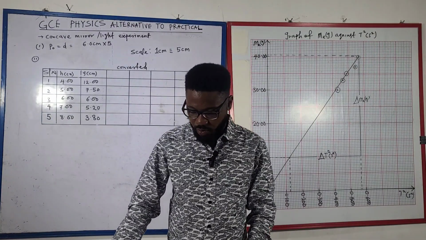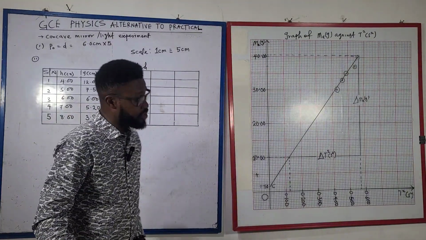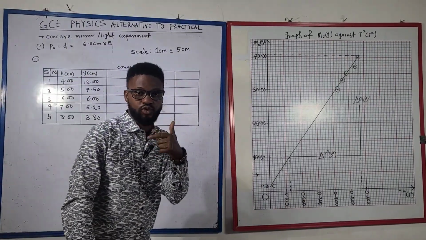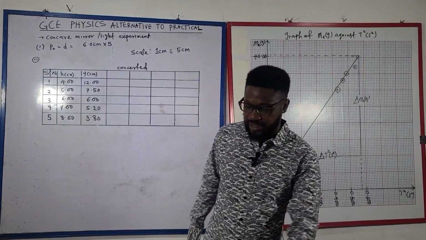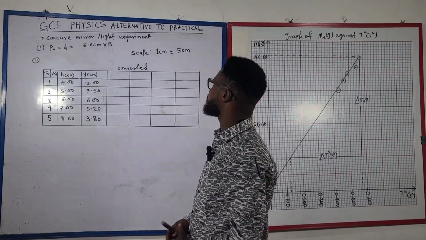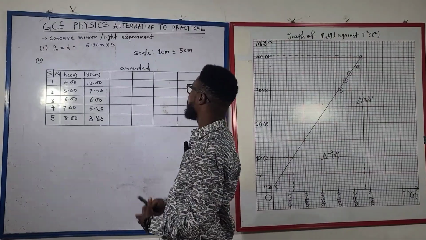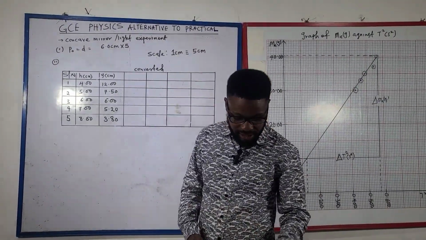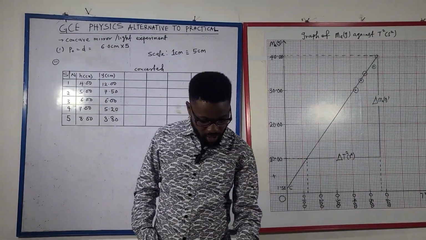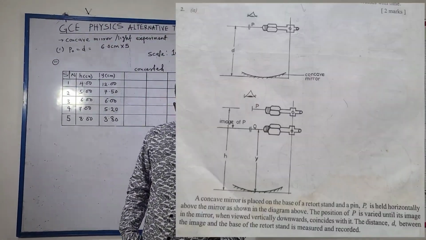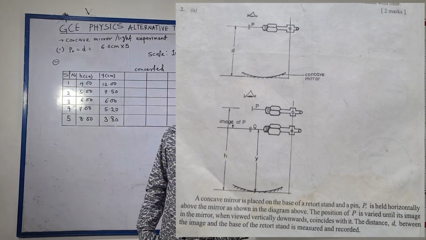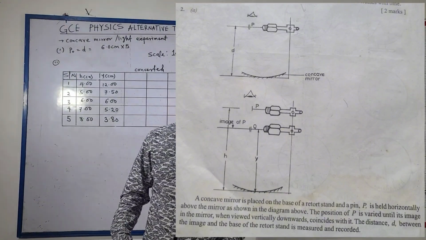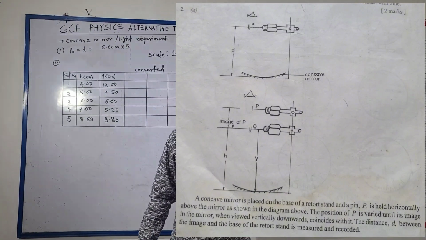And what we have today is still on the general certificate examination physics alternative to practical. This experiment is on a concave mirror, or let's just call it a light experiment in physics. You're going to see the question displaying on your screen. It's about a concave mirror placed on the base of a retort stand and a pin held horizontally. Okay, well, let's get right into it.